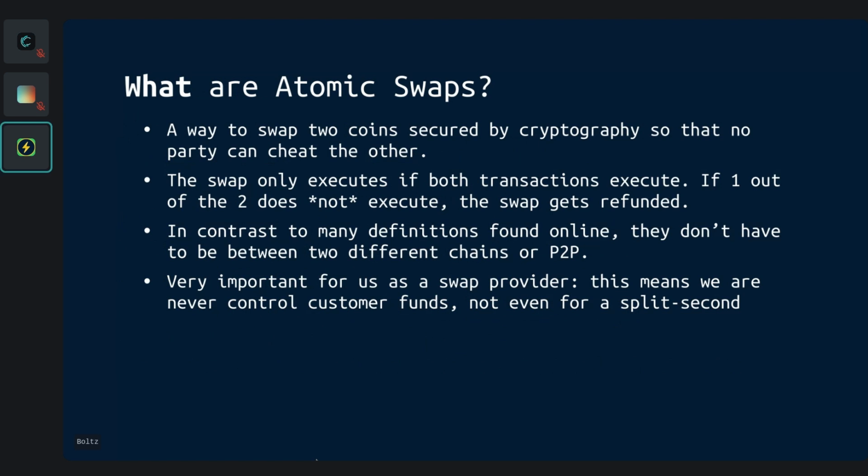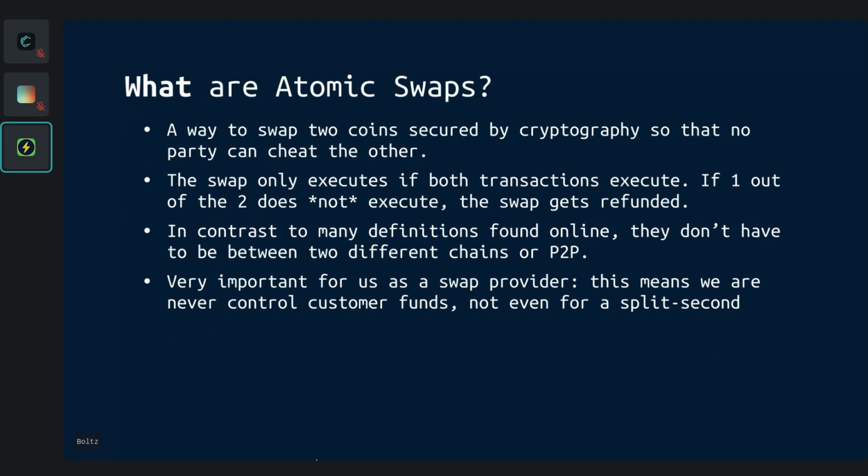In contrast to many definitions, if you search online for atomic swap, there are kind of weird definitions online. An atomic swap does not necessarily have to be between two different chains or even peer-to-peer. It doesn't really matter with whom you're swapping and where you're swapping. The important thing and what defines an atomic swap is that the two transactions involved in a swap execute atomically. Not only one, but always both have to execute.